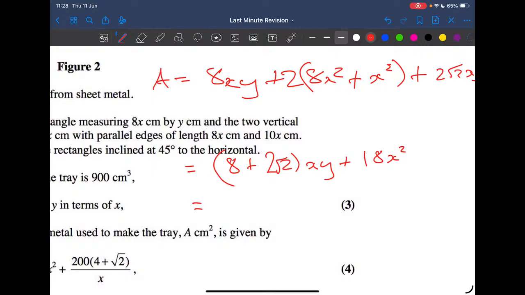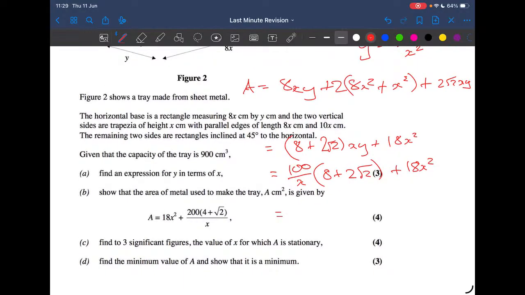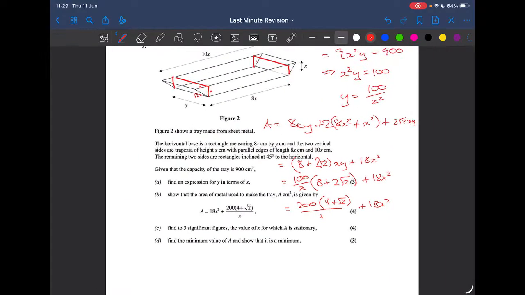What do we get? So it's going to be 100 times by 100 on x squared. If we times this by x, it's 100 on x. So it's going to be 100 on x, lots of 8 plus 2 root 2, and then plus the 18x squared still. Let's just factorize a 2 out of that bracket. So 200, 4 plus root 2, over x, plus 18x squared. Looks good to me.